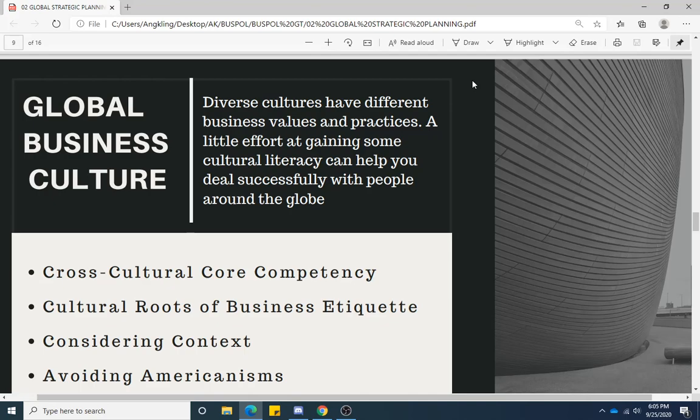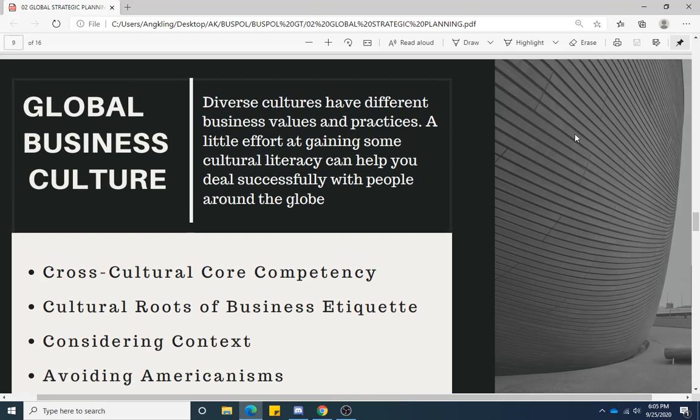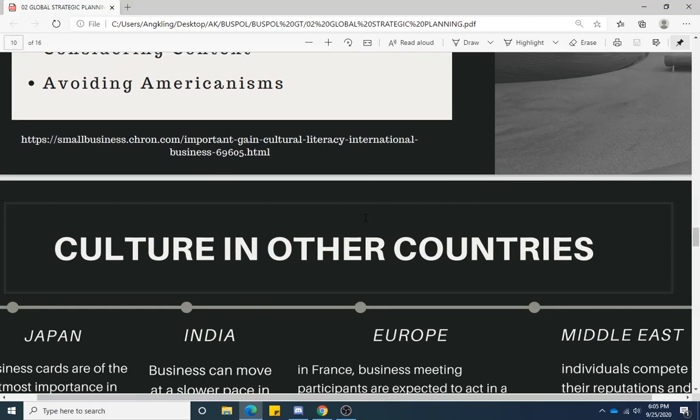So a little effort at gaining some cultural literacy can help you deal successfully with people around the globe. Cross-cultural core competency, the roots of business etiquette, considering the context, and avoiding Americanism will, of course, help you to expand and understand the global business culture.